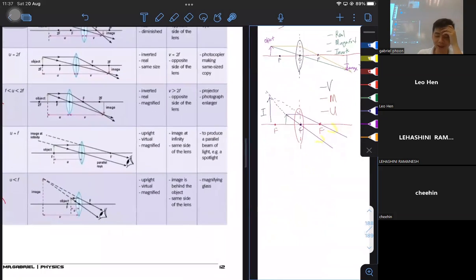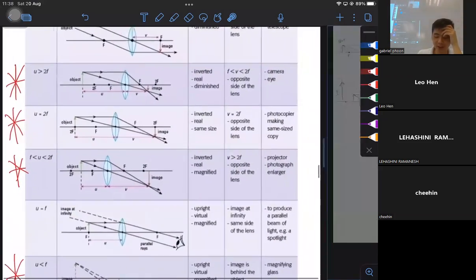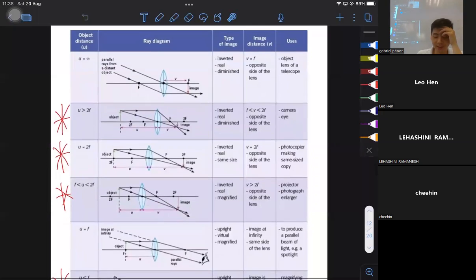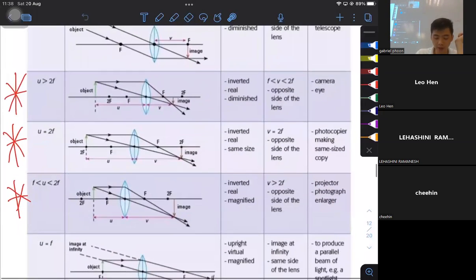So if you look back here at a nicer drawing, this is obviously computer generated, and it'll look nicer. If you look at the first 3 drawings here, guys, you'll notice that all of them, the light rays are going to be the same. The only difference is that the object is placed in different positions here. This object is placed beyond the 2F, this object is placed exactly on the 2F, and this object is placed in between the 2F and the F here.